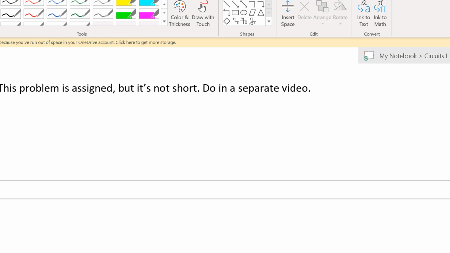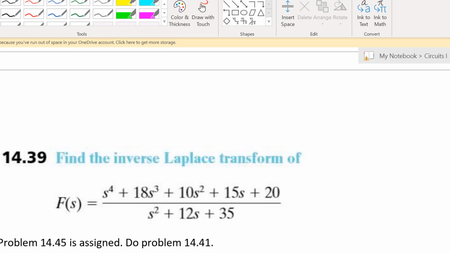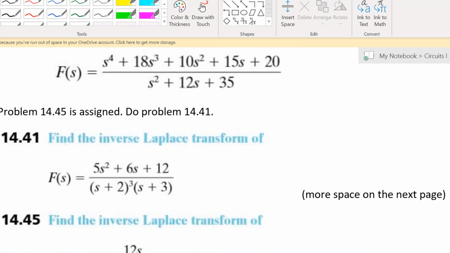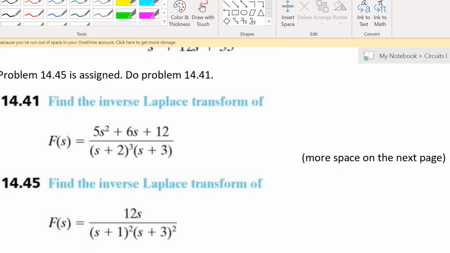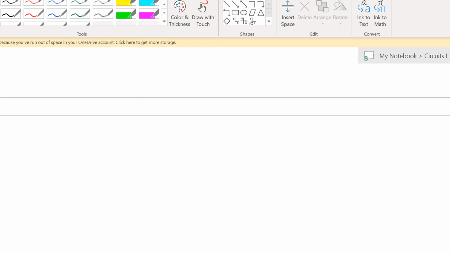Okay, the next one, I'm actually going to do this homework problem for us, problem 39, but it's not short, so I'm going to make a separate video just for that one. Okay, so here it says 1445 is assigned, but 1441 is like it, so I will do, and this is the last one I'm doing in this video.